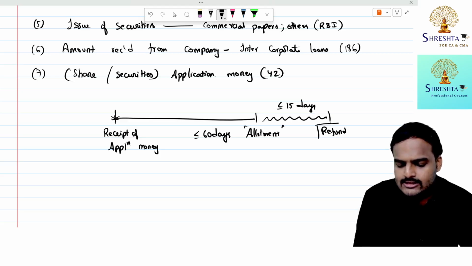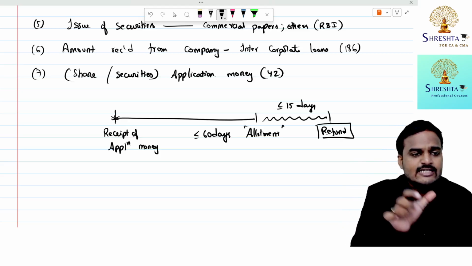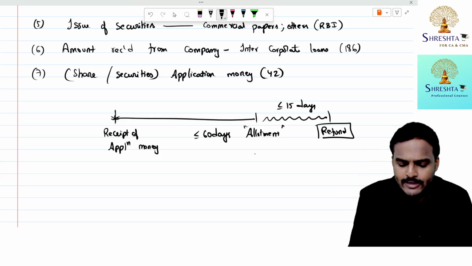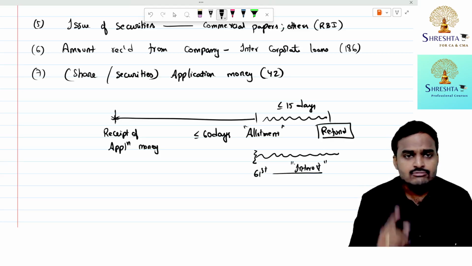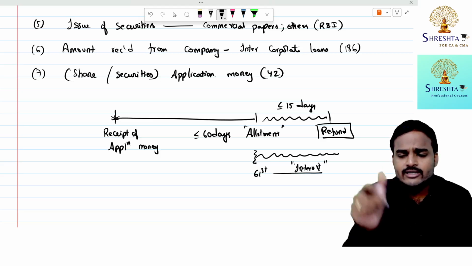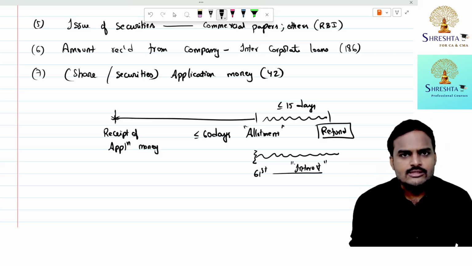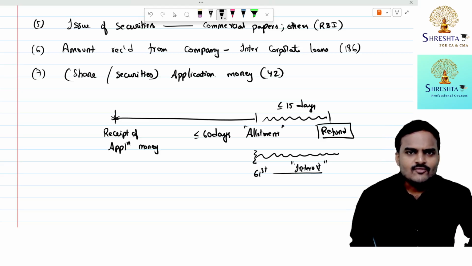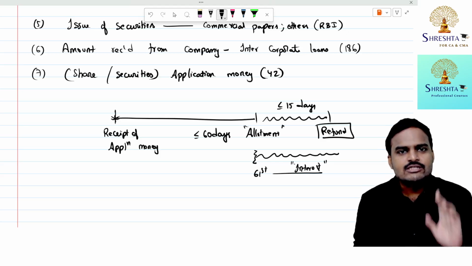I told this point, yes or no? If the company fails to refund that money within 15 days after expiry of 60 days, then the company is required to pay interest from the 61st day onwards. I told this point in Section 42. I'm challenging you. If anyone proves that, sir, you didn't discuss this point in Section 42, I'll pay you 1000 rupees. Offer period unlimited. Understood? Under Section 42, I discussed this provision with you.